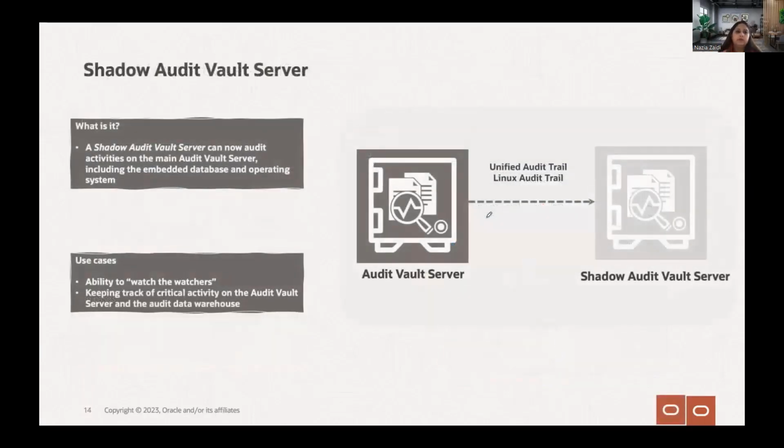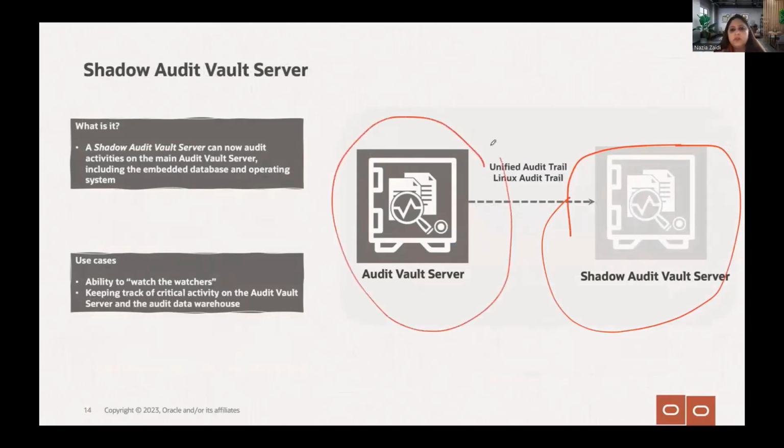Okay, and the final one was Shadow Audit Vault server. So what you can do is deploy another Audit Vault server, which we call the Shadow Audit Vault server. And for this Shadow Audit Vault server, your primary Audit Vault server becomes one of the targets. So all the unified audit trail and Linux audit trail goes to your Shadow Audit Vault server, and the reports are generated. So for any embedded database changes, and OS level auditing, we enable database level auditing for the embedded database and operating system. So it's more like an ability to watch the watcher.